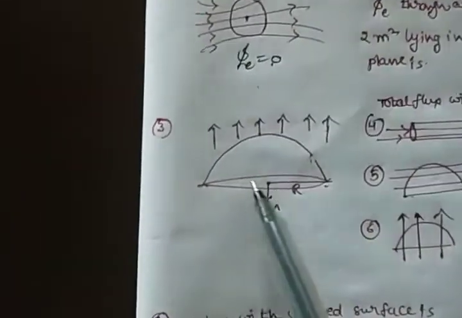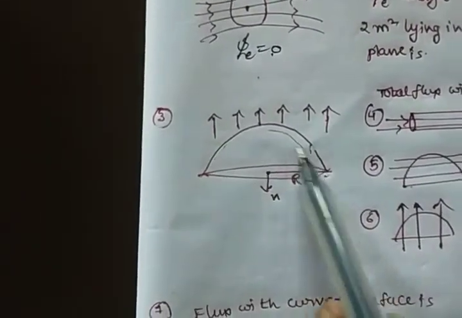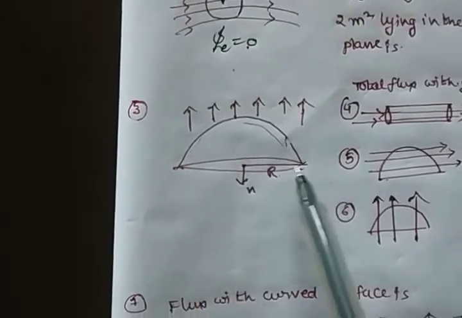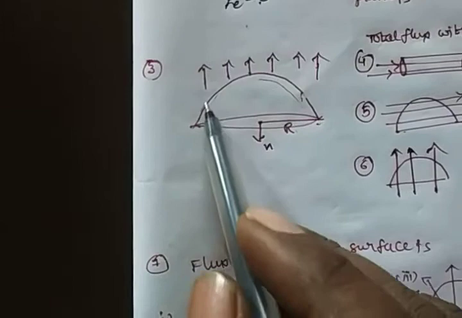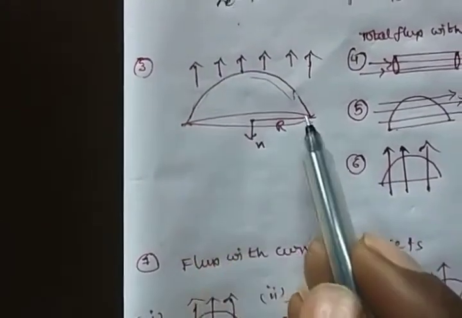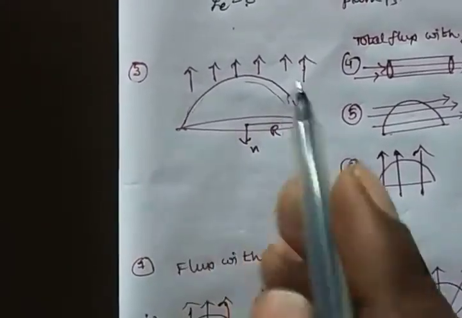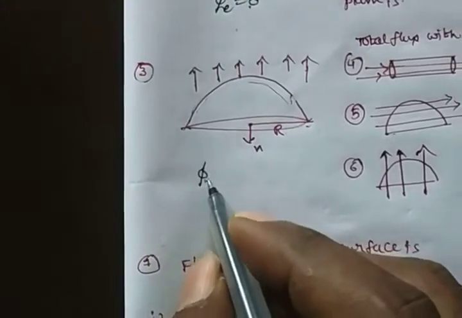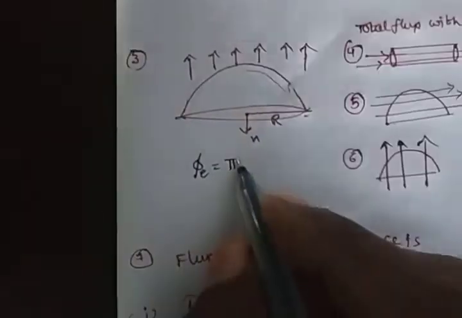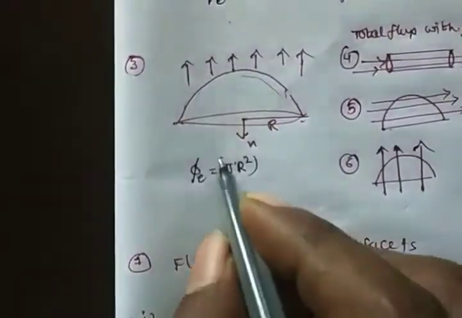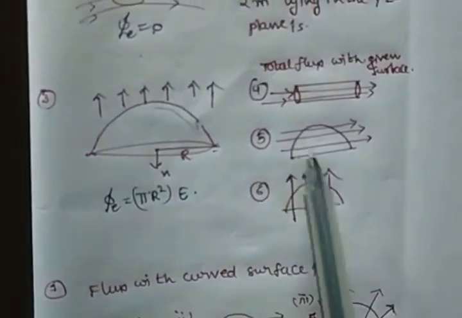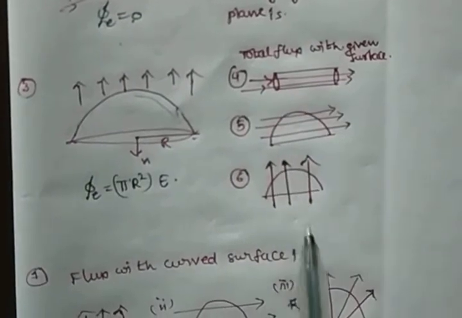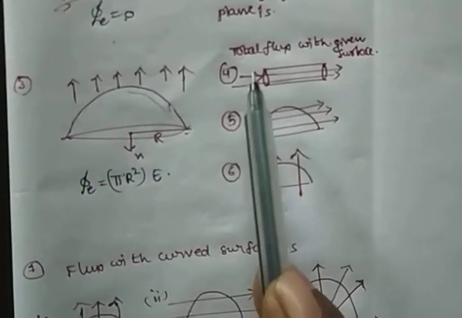Here they are asking for the total flux linked with the curved surface. The total flux linked with the curved surface, this is in the form of a circle, so phi E equals pi r square multiplied with E. Okay, next, the fourth one, fifth one and sixth one, they are asking what?